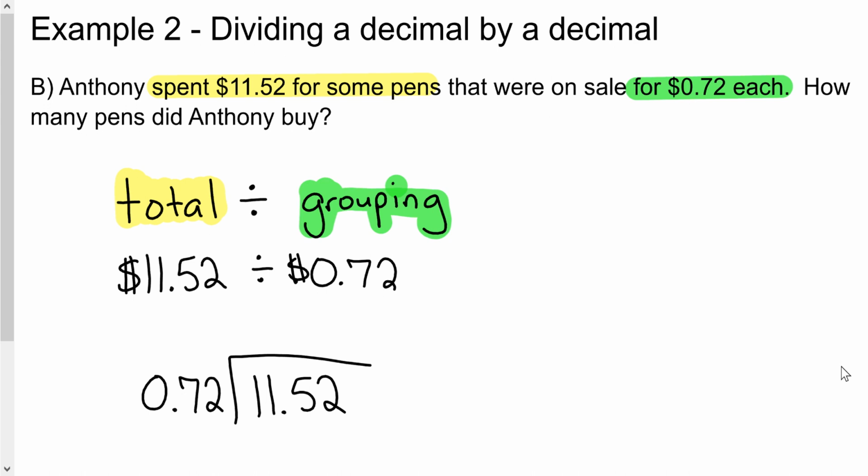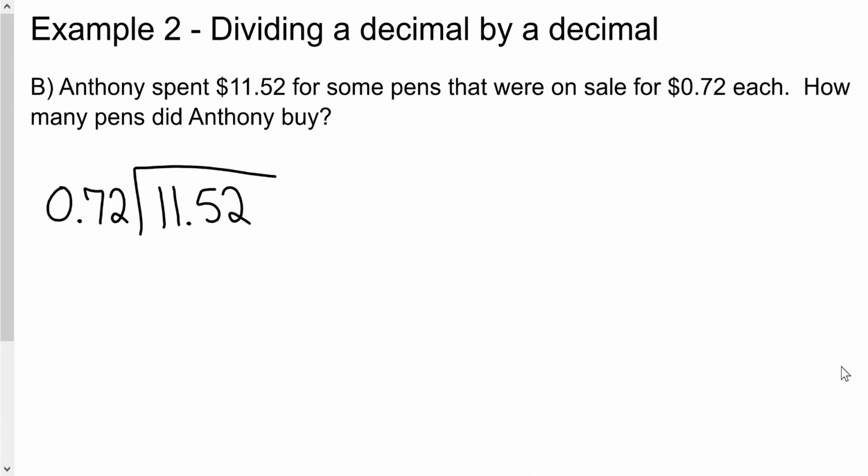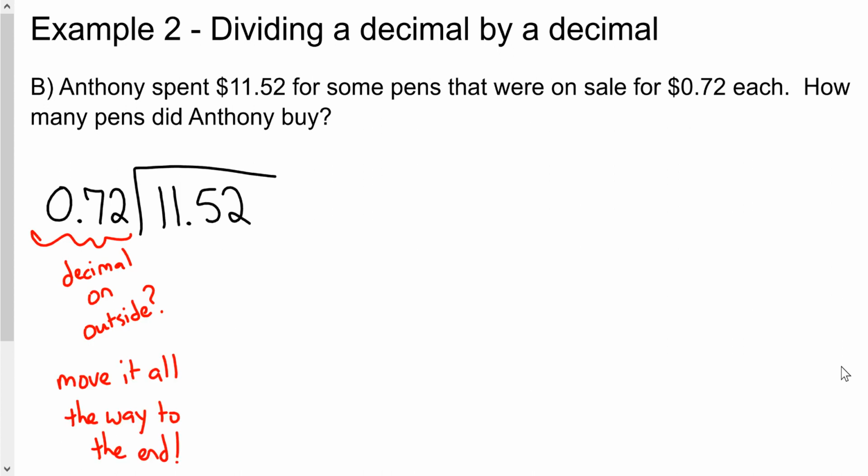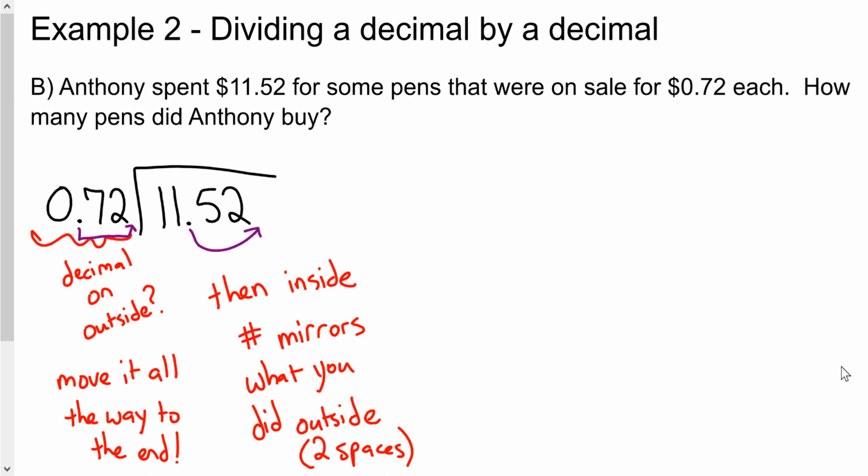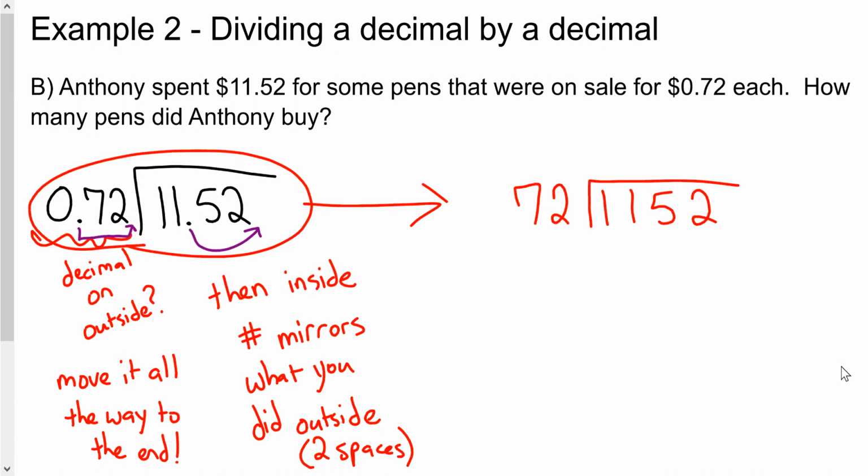Now, let's kind of pull this up here and look at it. Let's see, this time the outside number is a decimal again. So I need to slide that all the way to the end. Right there. So that's going to make it like 72, right? But since I messed with the outside, I've got to mess with the inside. And since it went 2 to the right, I've got to take that decimal on the inside and move it 2 to the right. So that's going to make it like 1,152. So let's just rewrite the problem so it's nice and neat for us right there, and then we can go do our division just like always. Don't worry, there's no decimal there, right? So don't worry about it.